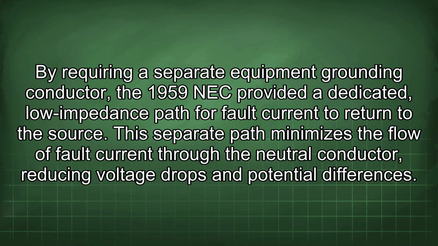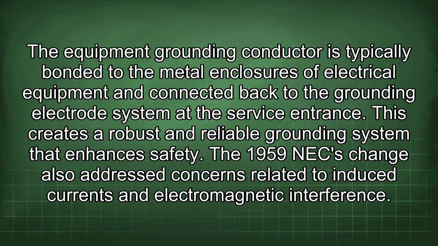By requiring a separate equipment grounding conductor, the 1959 NEC provided a dedicated, low-impedance path for fault current to return to the source. This separate path minimizes the flow of fault current through the neutral conductor, reducing voltage drops and potential differences. The equipment grounding conductor is typically bonded to the metal enclosures of electrical equipment and connected back to the grounding electrode system at the service entrance. This creates a robust and reliable grounding system that enhances safety.